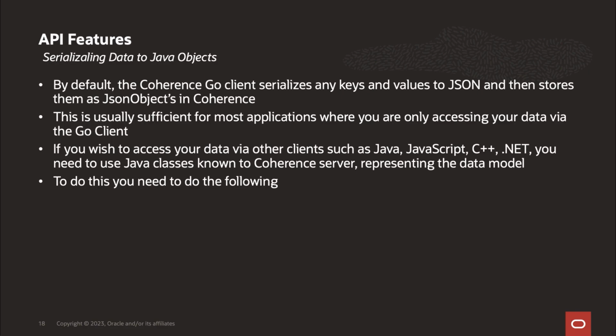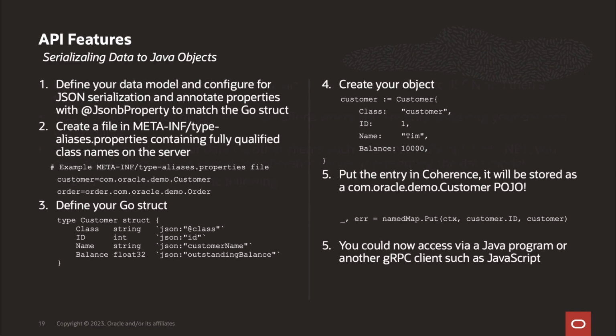By default, the Coherence Go Client serializes any keys and values to JSON and then stores them in a JSON object in Coherence. This is usually sufficient for most applications where you're only accessing your data via the Go Client. If you wish to access your data via other clients such as Java, JavaScript, C++, .NET, for example, you need to use Java classes that are known to the Coherence server to represent the data model.